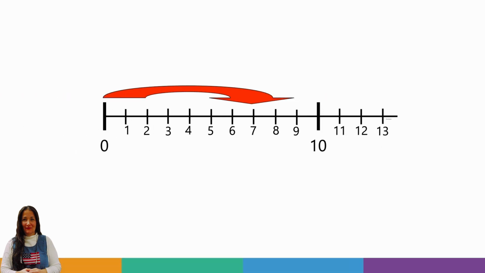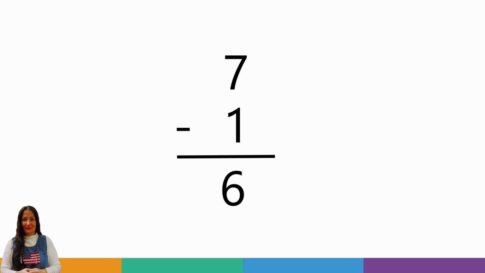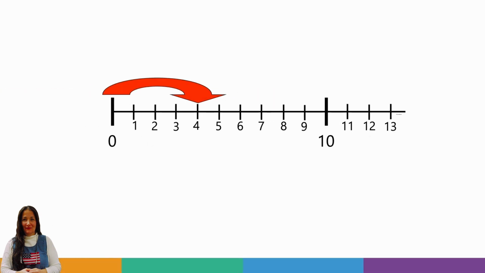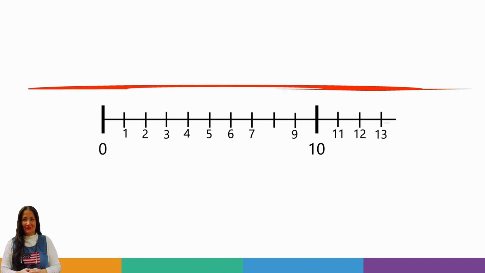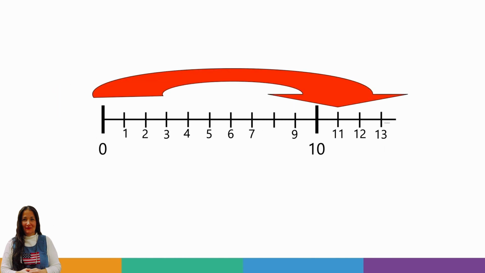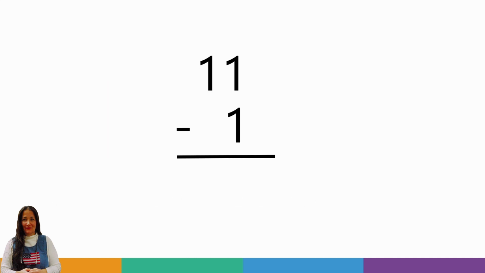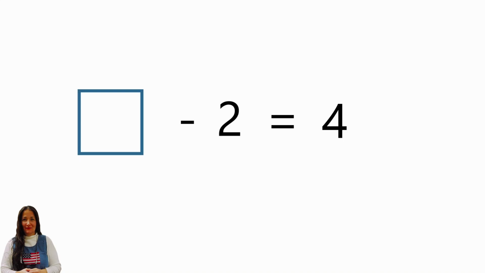7 minus 1 equals 6. 4 minus 2 equals 2. 11 minus 1 equals 10. Now we have a box. Minus 2 equals 4.